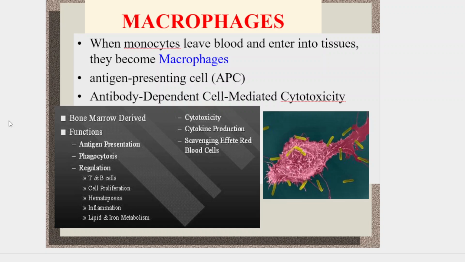The macrophages produce a wide array of cytokines and chemokines, which are the signaling molecules that recruit other immune cells to the site of infection or inflammation, regulate the inflammatory response, and influence the activity of other immune cells, including lymphocytes. The next type of cell is dendritic cells.